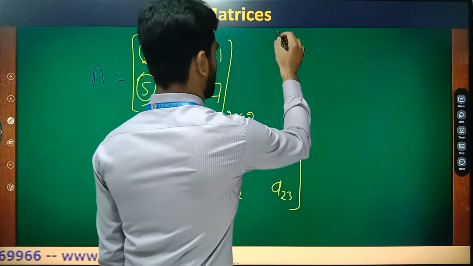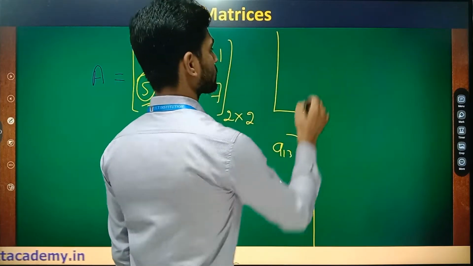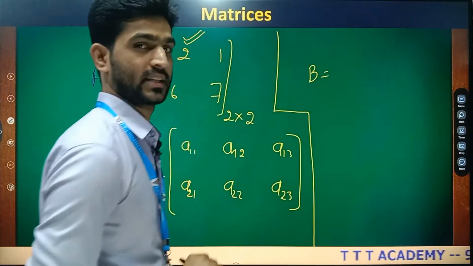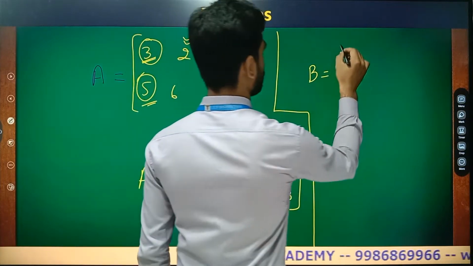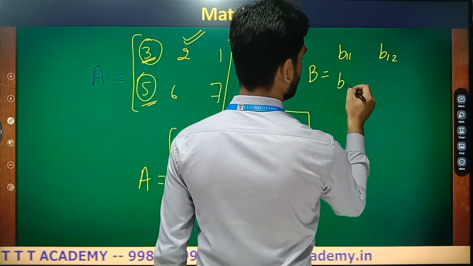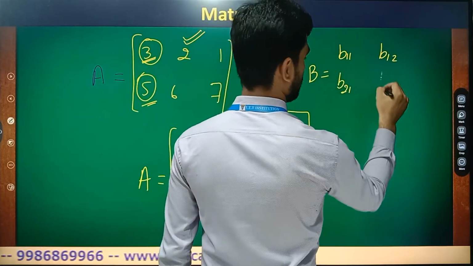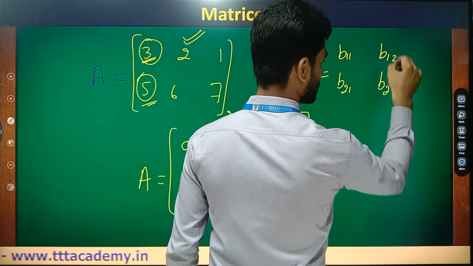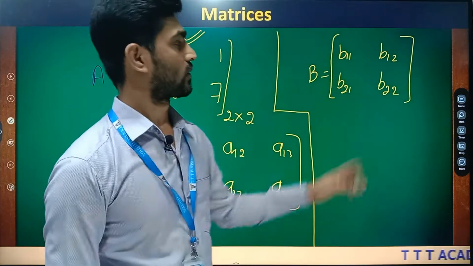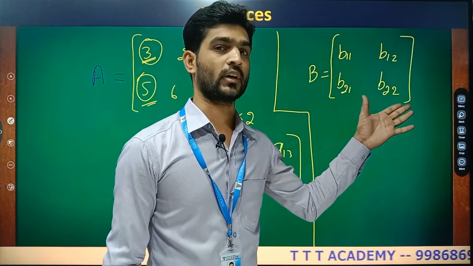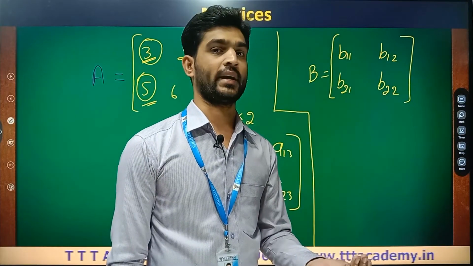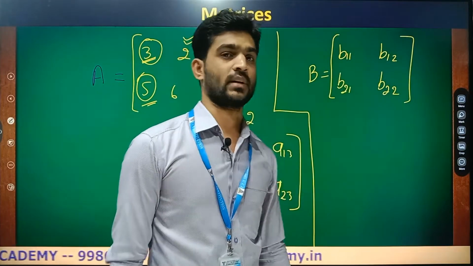Similarly, I am going to consider one more example. Suppose B is another example for a matrix, where B equal to B11, B12, B21 second row first column, B22 second row second column, and finally which is enclosed by a bracket. So from this, what we are learning, what we need to understand is that the position where any element of the matrix is located is what this expresses.